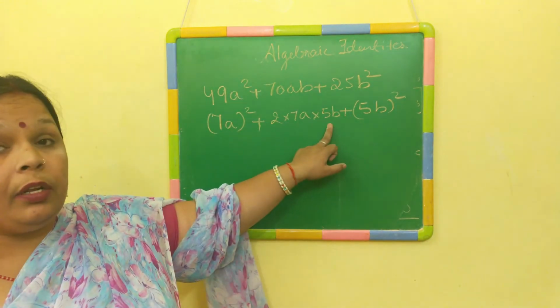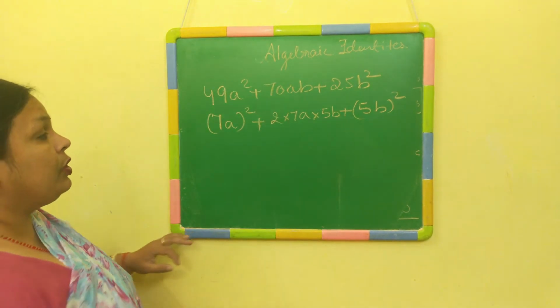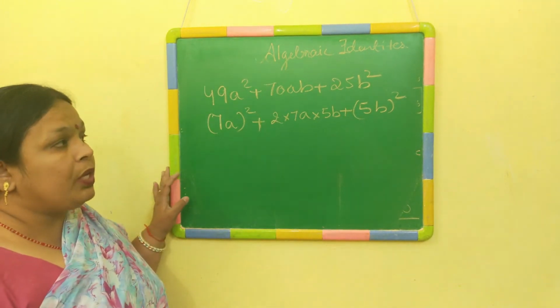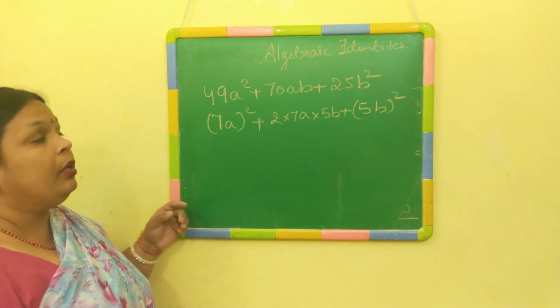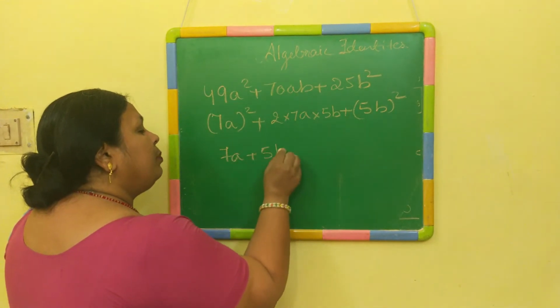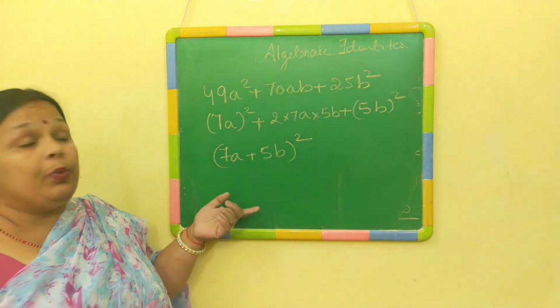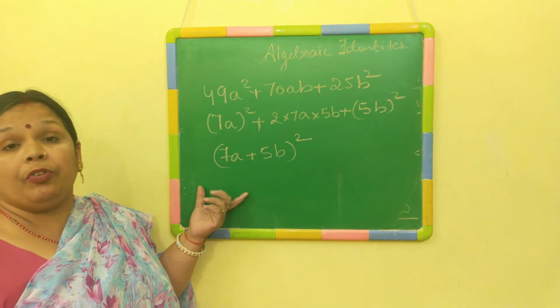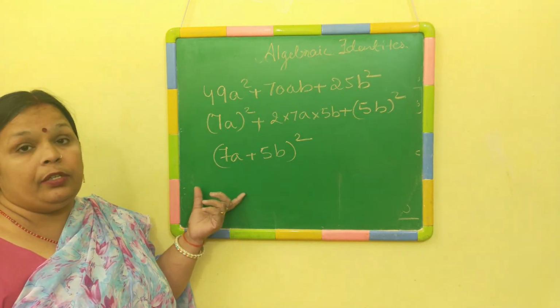7 5s are 35. 35 2s are 70ab. Clear? So this is in the form of a square plus 2ab plus b square, where a is 7a, b is 5b. So we can write it as (7a plus 5b) whole square. These were the very simple applications where we have used only the basic 5 identities.